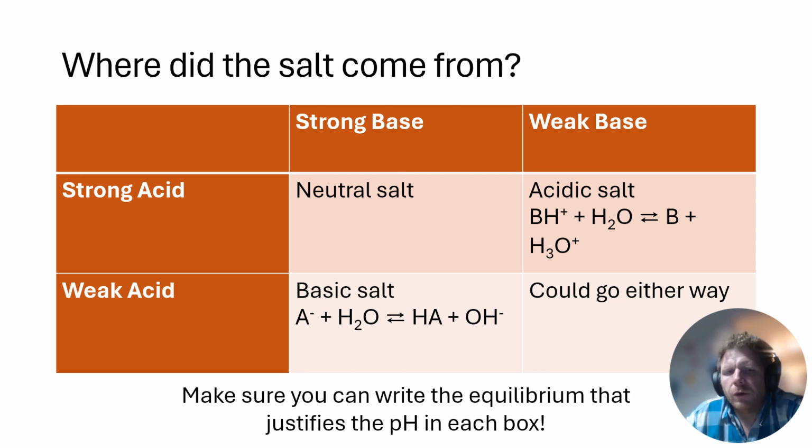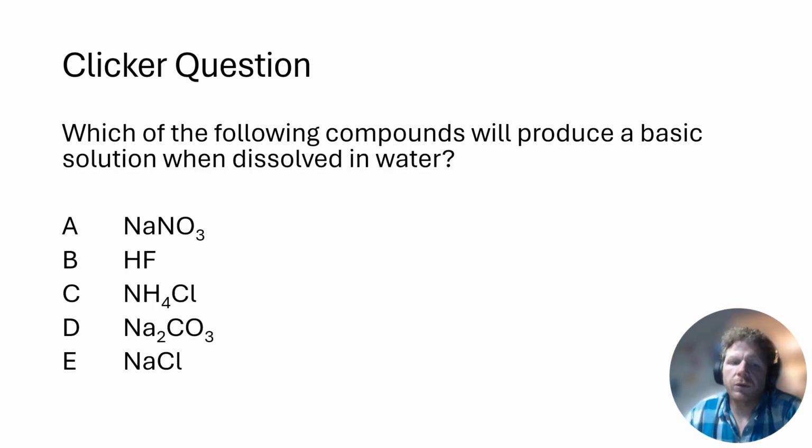Meanwhile, if your salt came from a strong acid and a weak base, you're going to end up with an acidic solution. If your salt is made up of a component from a strong base and a weak acid, you're more than likely going to end up with a basic salt. Now, here are some good examples.